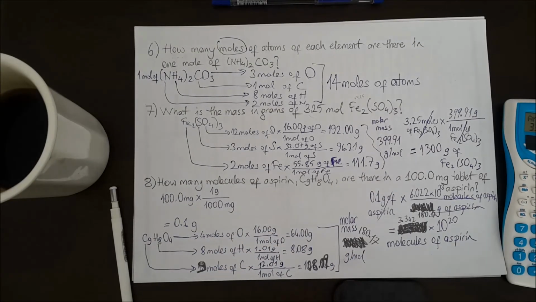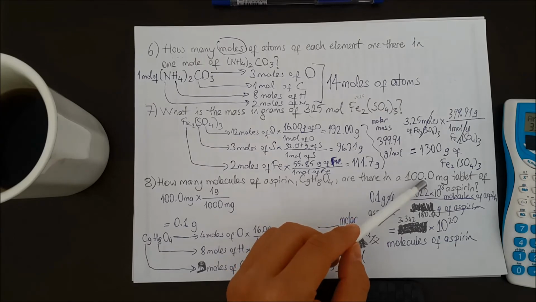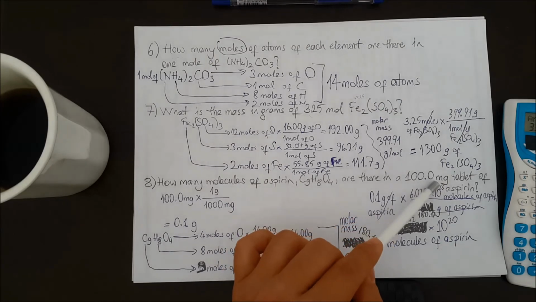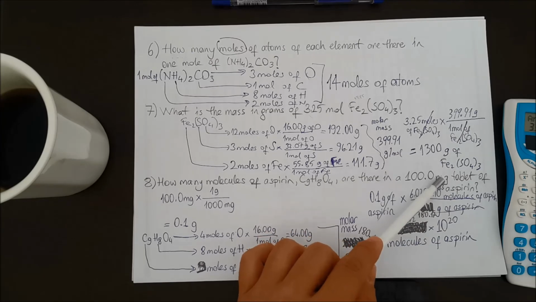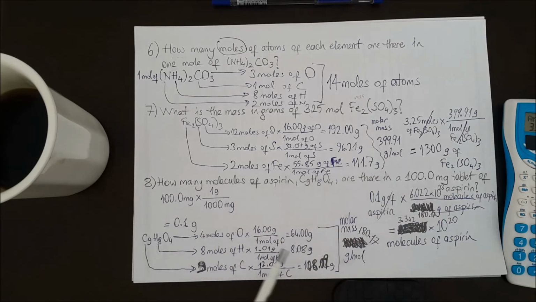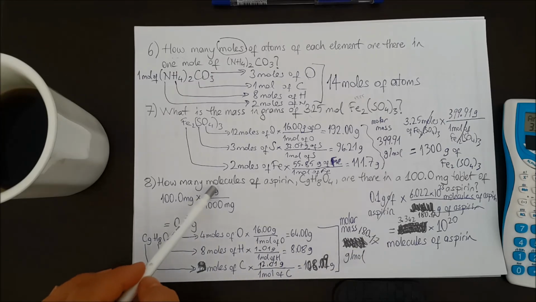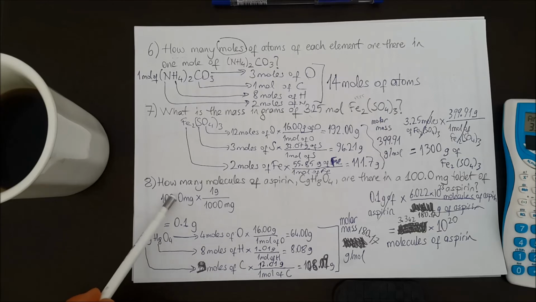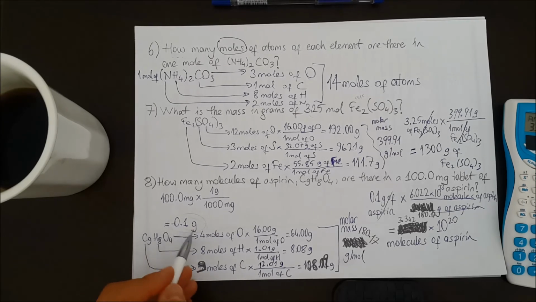Okay, in question 8, how many molecules of aspirin, C9H8O4, are in a 100.0 milligram tablet of aspirin? So first of all, this is the most important point of the question. The mass of aspirin is given in milligrams. So milligrams first of all must be converted into grams, because in all of our solutions we use the unit of mass in grams. So 1,000 milligrams make 1 gram, 100.0 milligrams make 0.1 gram. Okay, I have 0.1 gram of aspirin. I wonder how many molecules make 0.1 gram of aspirin.